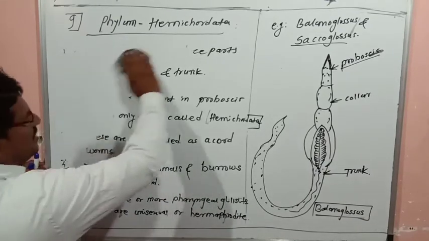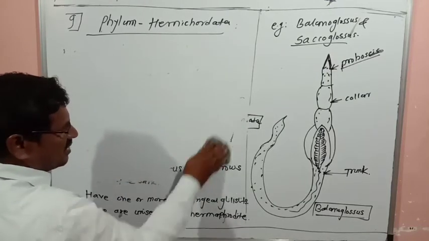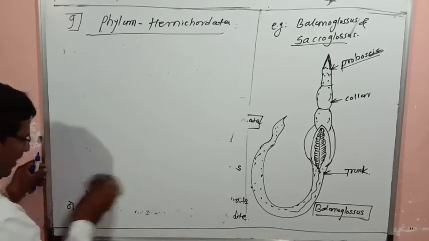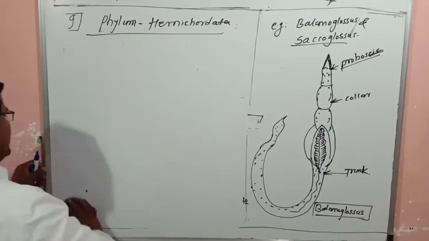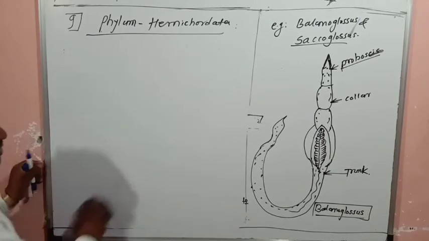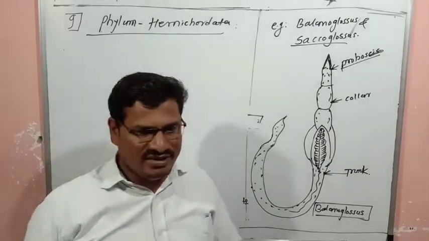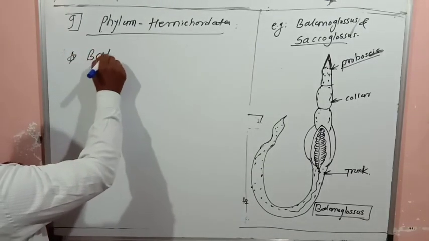Extra information: why is balanoglossus called a connecting link? Balanoglossus is a connecting link between non-chordates and chordates.